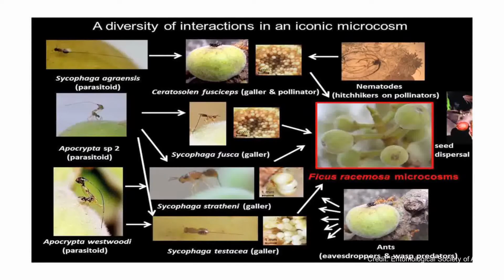So the fig wasps enter these nurseries, which are enclosed inflorescences, and they pollinate the fig flowers within these nurseries, and also the wasps lay eggs within these nurseries. So therefore it is a nursery pollination mutualism. What's special about this mutualism is that it is highly species specific and very obligate.